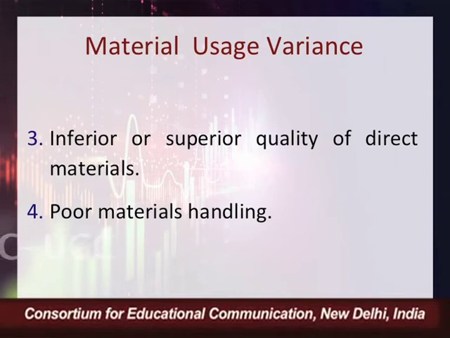There can be poor material handling also, where your workforce is not very well trained and they are handling the material very roughly, or you can say they are causing a greater quantum of normal loss than what is anticipated, than what the standard says. So this can also be a reason for the material usage variance.